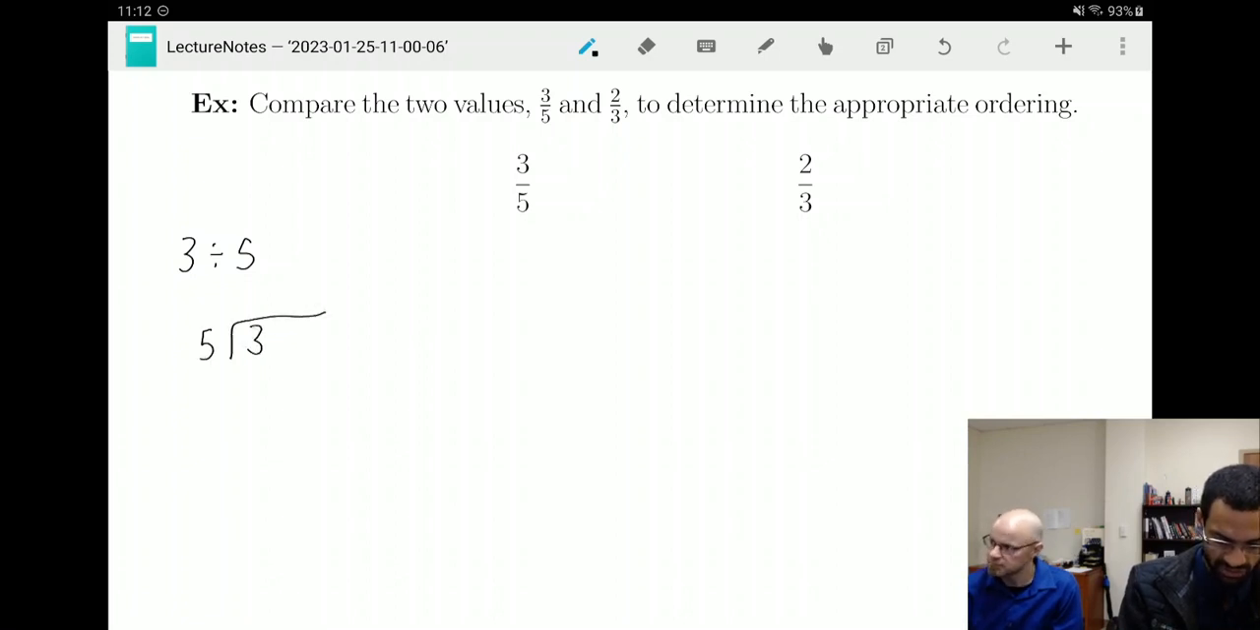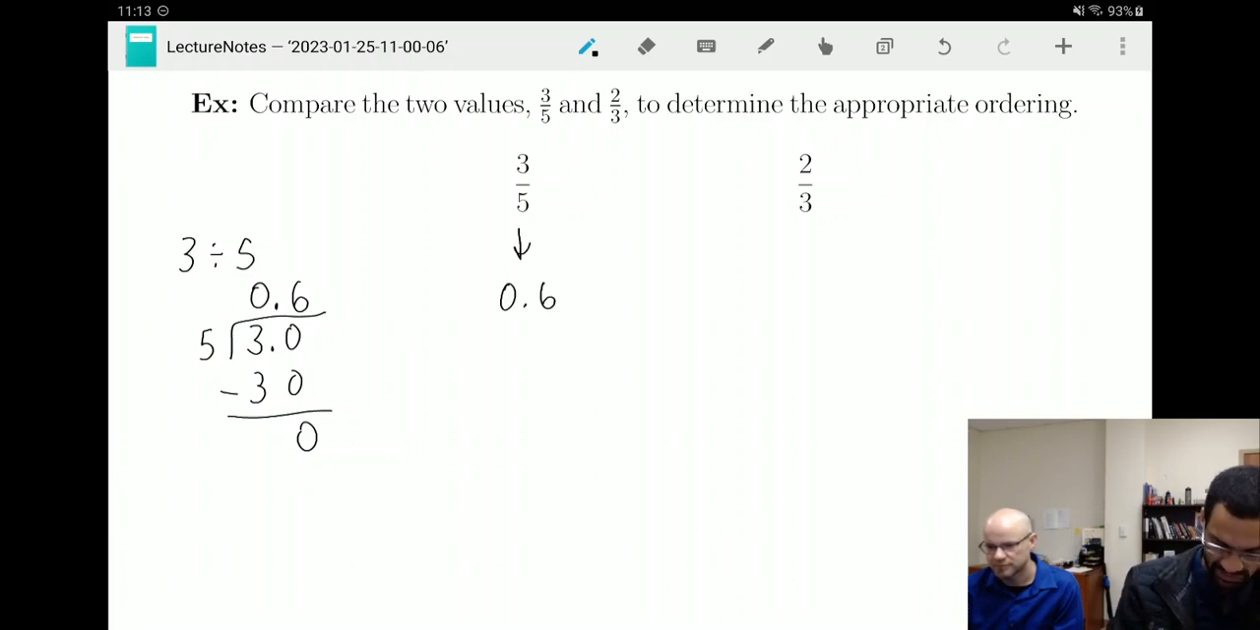How many times? It doesn't go into 3, so we break out the decimals. So put a point, put a 0 on the end. How many times does 5 go into 30? 6 times, right? So that's 30, subtract, remainder of 0. So we could say that this is the same thing as 0.6.